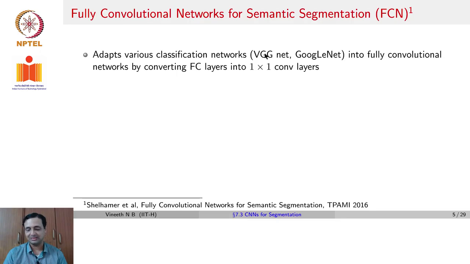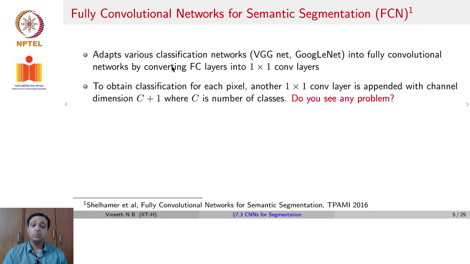We saw that with single shot detection methods. It's the same idea here, because for semantic segmentation, you still have to classify at the level of a pixel. So you do not want to move away from the convolutional regime. To obtain the classification for each pixel, we can have a 1 cross 1 convolutional layer at the end of any CNN and have C+1 channels in that final output volume, where C is the number of classes and the +1 is for, say, a background class. But do you see any problem with this approach?